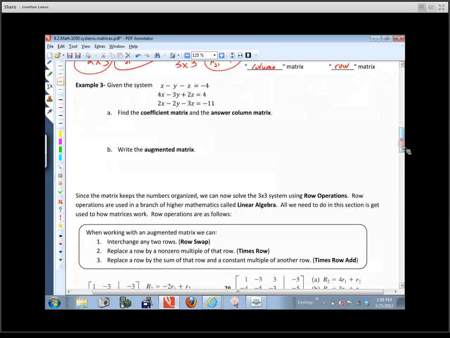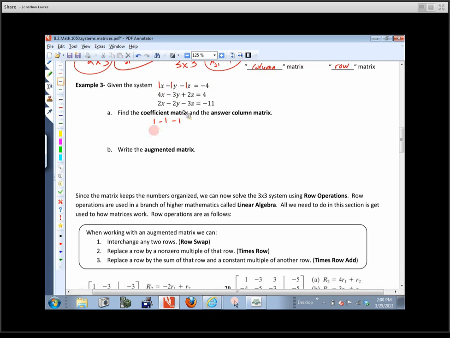Okay, this one says, given that system of equations, find what we call the coefficient matrix and the answer column matrix. So, I want to make a matrix, a rectangular arrangement of just the coefficients. Coefficients are the numbers that go in front of the variables, right? So that's a 1, that's a -1, and that's a -1, right? So the first row is going to be 1, -1, -1. Okay, again, why do we leave off the -4 at the end here? Because we don't care about the answer. Why don't we care? Because it's an answer, it's not a coefficient, right?